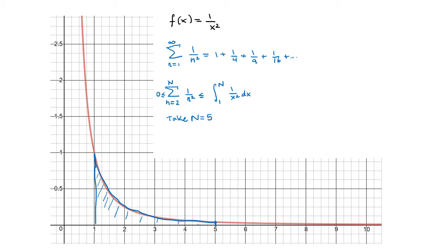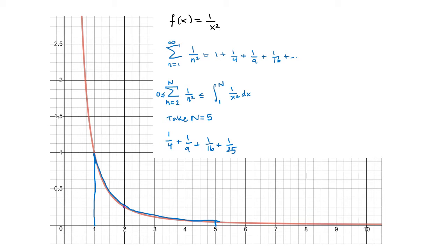with the sum 1/4 plus 1/9 plus 1/16 plus 1/25. And let's see how we can represent that in this picture. I'm going to erase the shading so that it's easier to see. Okay, so we're trying to use this as an upper bound.